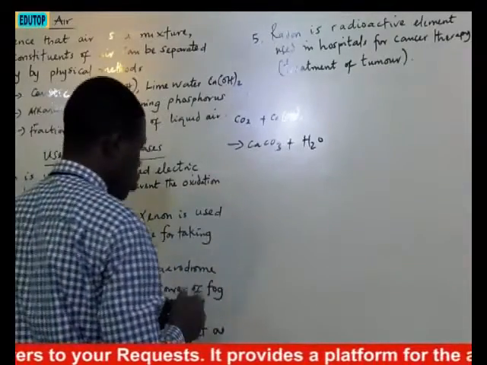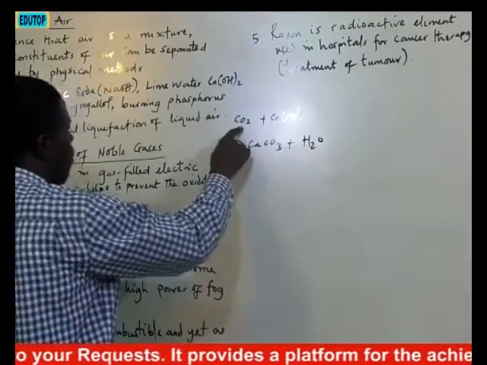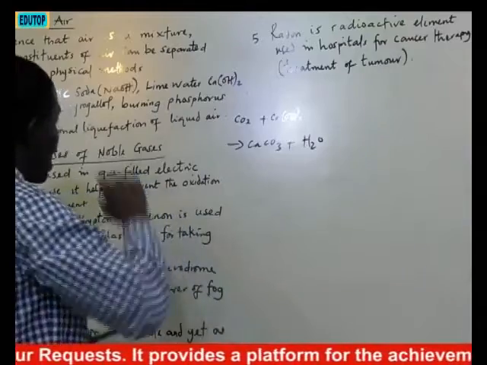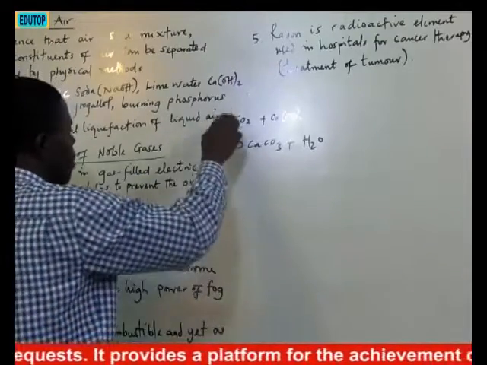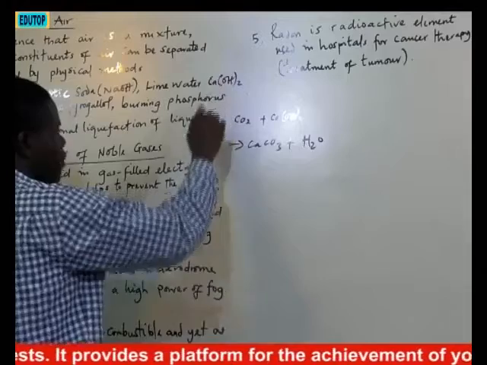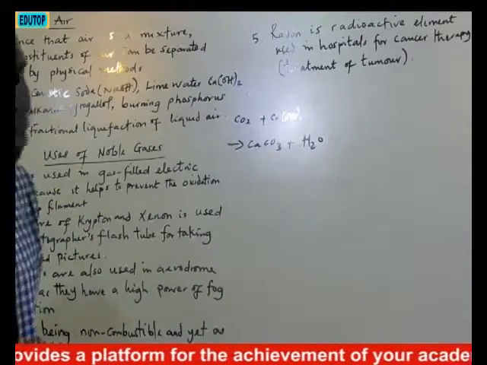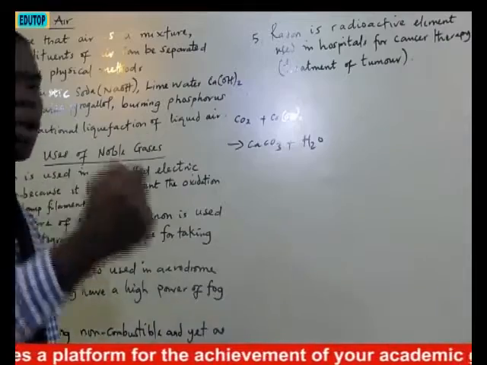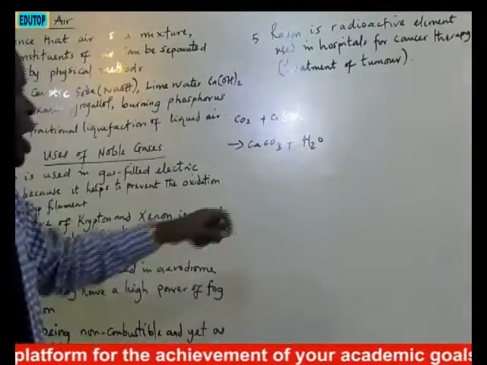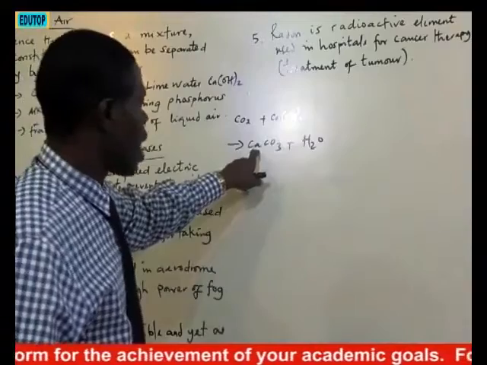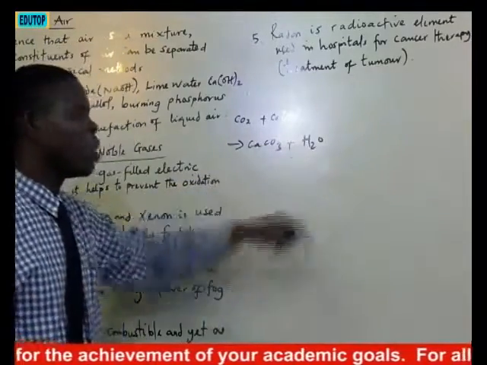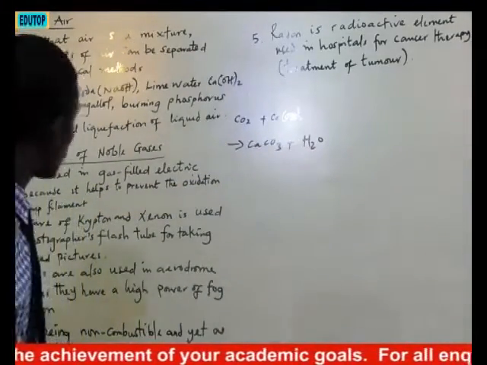byproduct in that regard. So one way of testing for carbon dioxide is to pass it through lime water because of the fact that carbon dioxide has affinity for lime water. So when it comes in contact with lime water, it will absorb the carbon dioxide, and calcium carbonate and water will be formed as a byproduct.